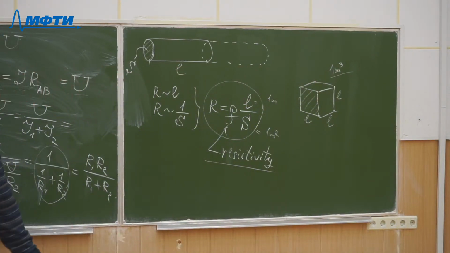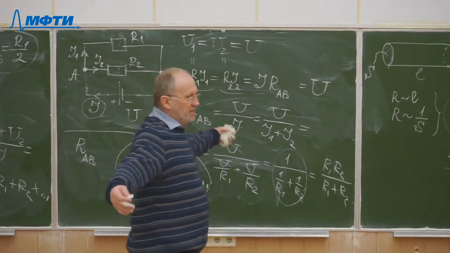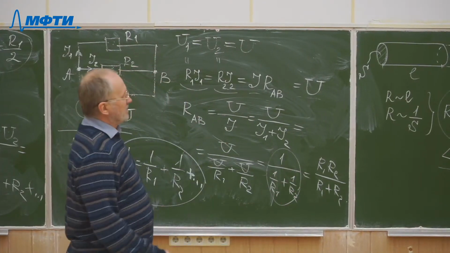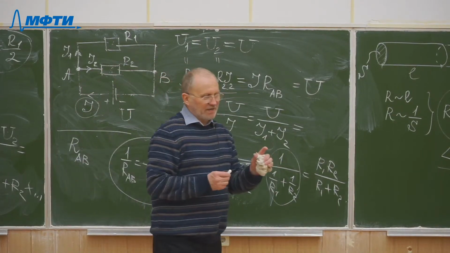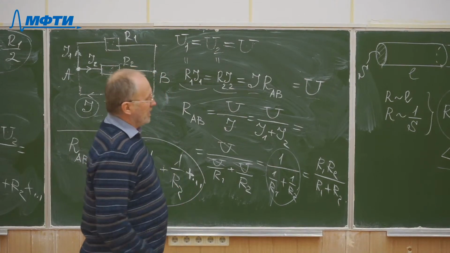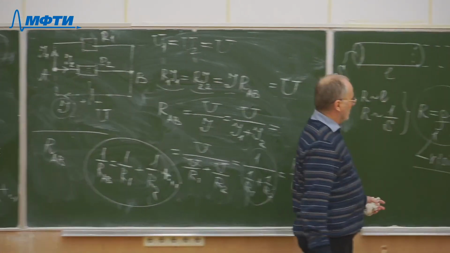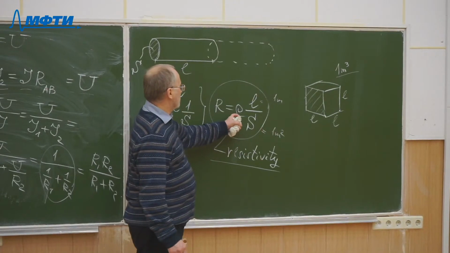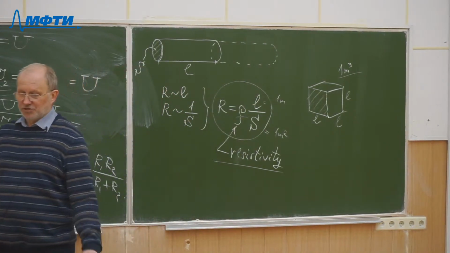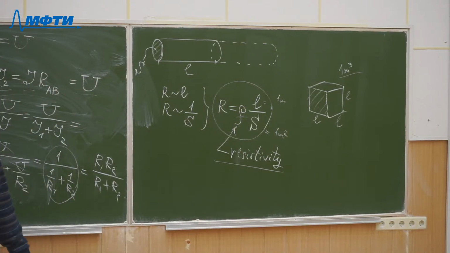Which is not quite convenient because we never have such a large amount of substance to measure its resistivity. Usually we take very small wires, usually they have small cross section, but anyway, numerically and by meaning, the resistivity is the resistance of such a large cube, the side of which is 1 meter.